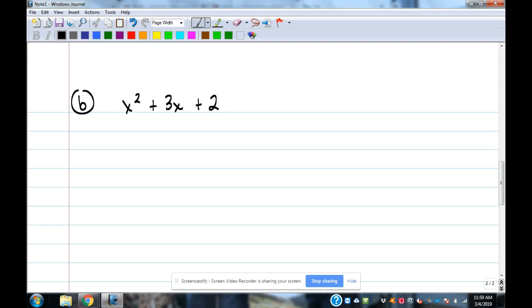All right, so we're taking A, B, and C, and we're going to set up our x for that. What goes on the top of the x? What's in front of x squared? 1 times C. So 1 times 2 is 2. And on the bottom, we've got a 3. We need something that multiplies to be 2 and adds to be 3. 1 and 2.